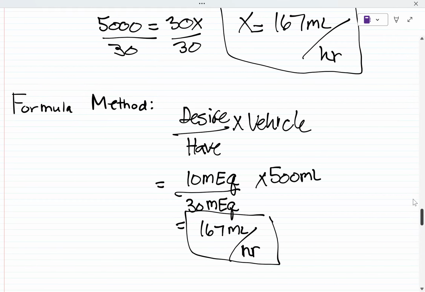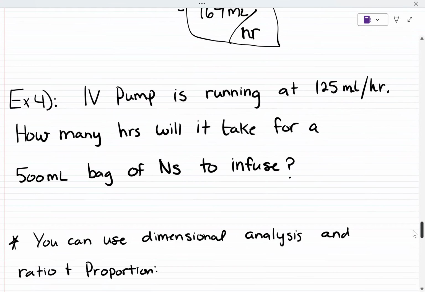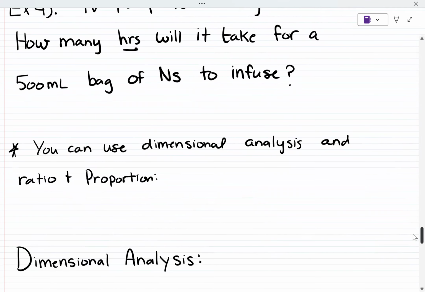Okay, let's move on to example 4. Example 4 says we have an IV pump running at 125 milliliters per 1 hour. How many hours, so my final answer has to be in hours, will it take for a 500 milliliter bag of NS to infuse? You can use dimensional analysis and ratio and proportion, but I don't think it'll work for the formula method, right?